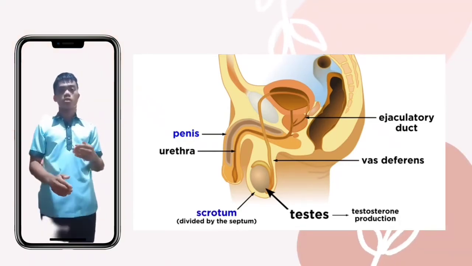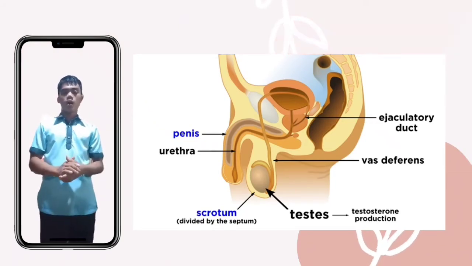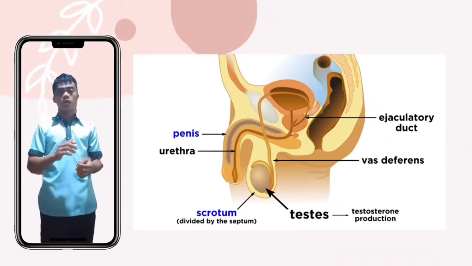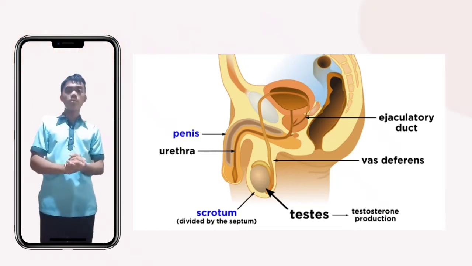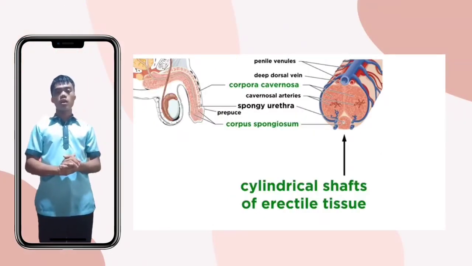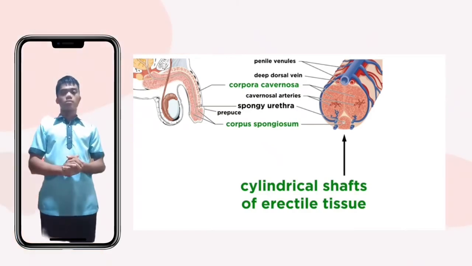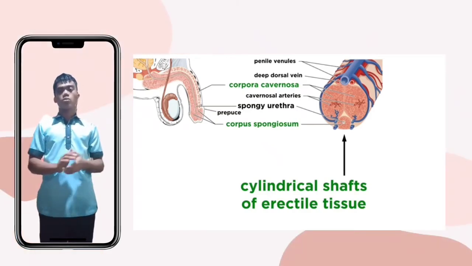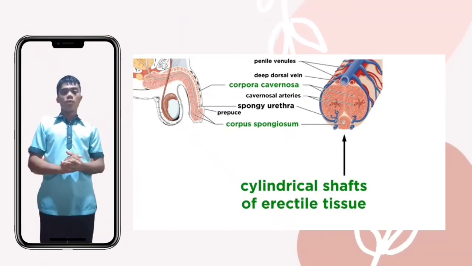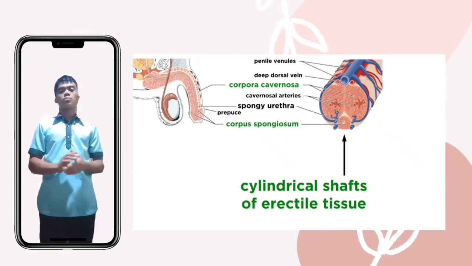Its purpose is to deliver sperm to the female reproductive tract. Together with the scrotum, this makes up the external genitalia of the male. The penis contains three cylindrical shafts of erectile tissue, which are covered by dense fibrous connective tissue.